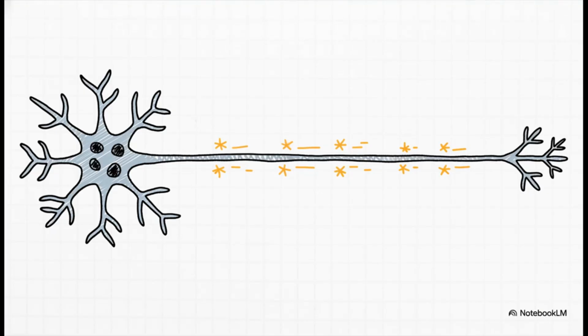Take a nerve cell, for example. It's super long and thin, looking almost like an electrical wire. And that's basically what it does. Its whole job is to zap messages from your brain to the rest of your body, and it does it in a split second. That's how you can think, move, and feel things instantly.